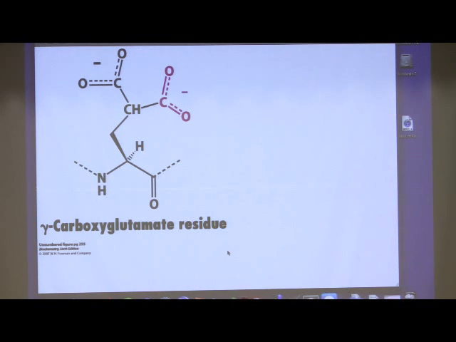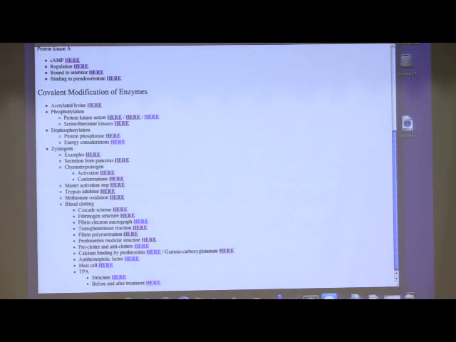All right? This reaction requires vitamin K. Requires vitamin K. Okay? Now, vitamin K does something. Vitamin K is an essential component of this reaction. If you don't have vitamin K, you don't put that modification on there. Well, why is that modification important? That modification is important because with that extra carboxyl group, it makes a perfect binding site for calcium ions.